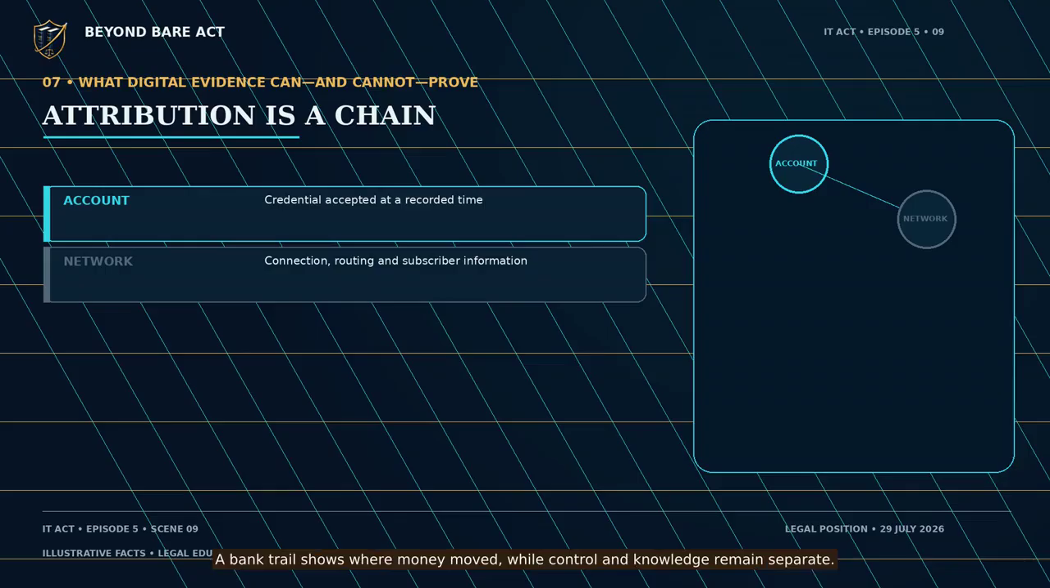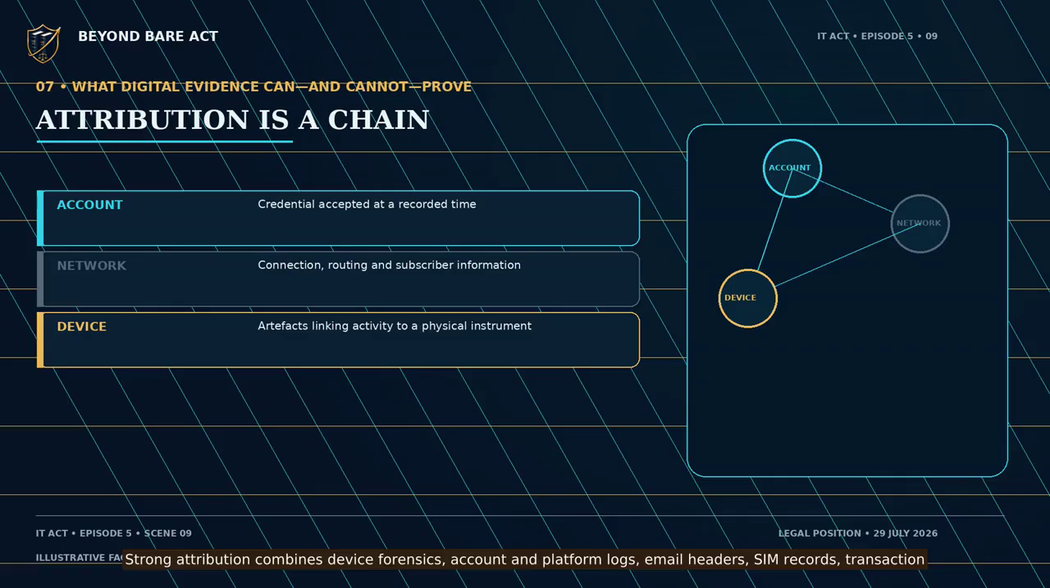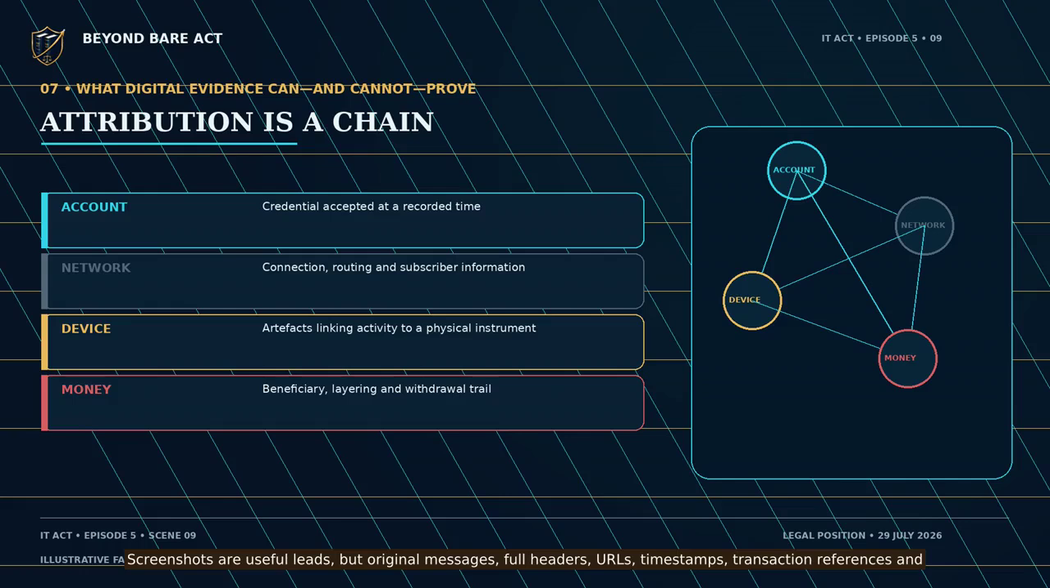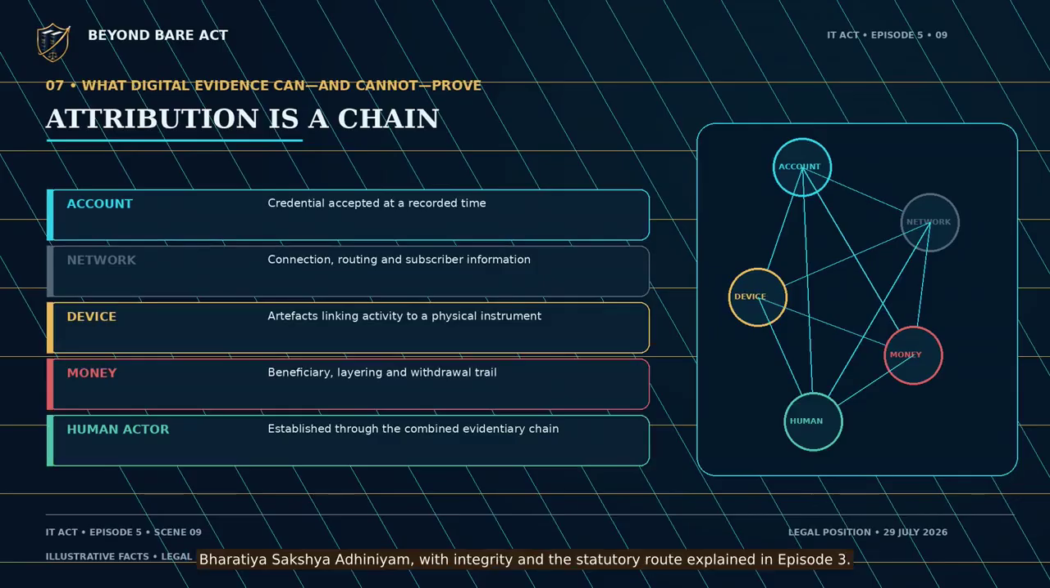Strong attribution combines device forensics, account and platform logs, email headers, SIM records, transaction trails, lawfully obtained CCTV, communications, recovery evidence, and witnesses. Screenshots are useful leads, but original messages, full headers, URLs, timestamps, transaction references and device states may contain what screenshots omit. Electronic records must be proved under the Bharatiya Sakshya Adhiniyam with integrity and the statutory route explained in Episode 3. Account attribution is not automatically human attribution. A case is built as a chain.